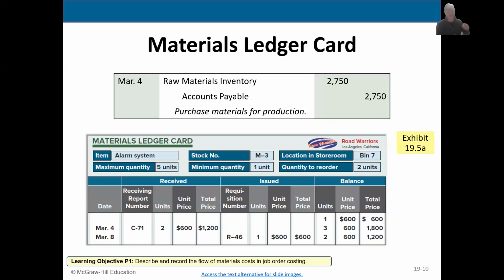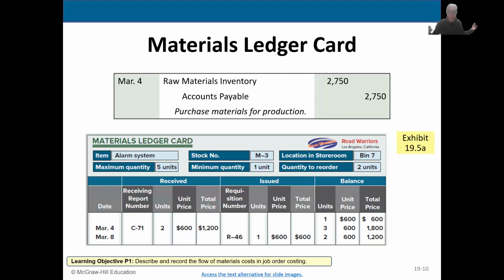Okay. And then on my materials ledger card, I have to record what I received, when I received it, the number of units, and at what price, the unit price. If it's more than one unit, obviously, I take the unit price times the number of units ordered to get the total price for that particular raw material. That's when I receive it.